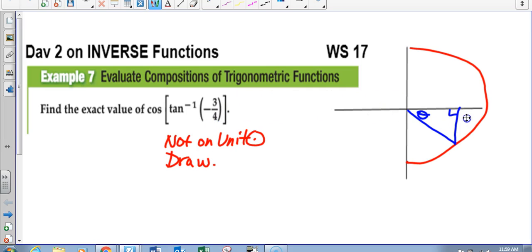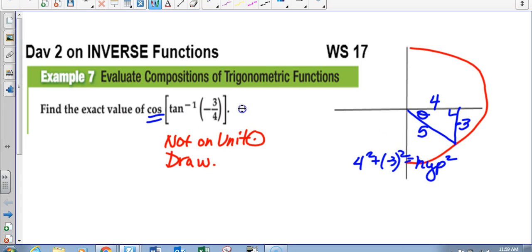Tangent is opposite over adjacent. It says a negative though. Where am I going to put the negative? How do I know? Yes, this y coordinate down is negative 3. How am I going to find the hypotenuse so that I can go forth and find the cosine? Yep, Pythagorean theorem. Hypotenuse squared. So I get 5. Everybody all right that that's a 3, 4, 5?